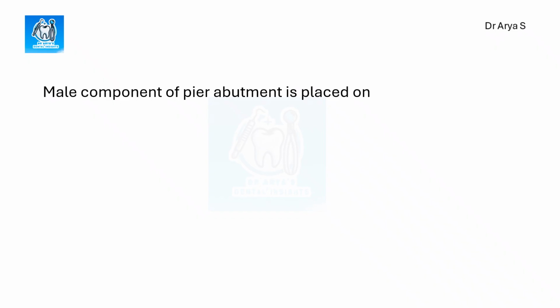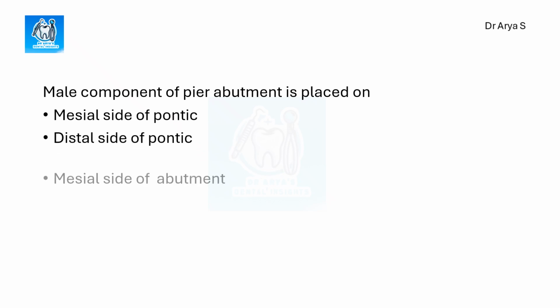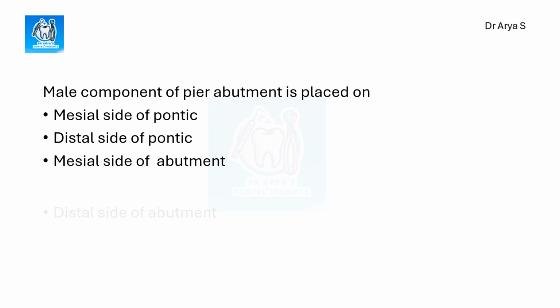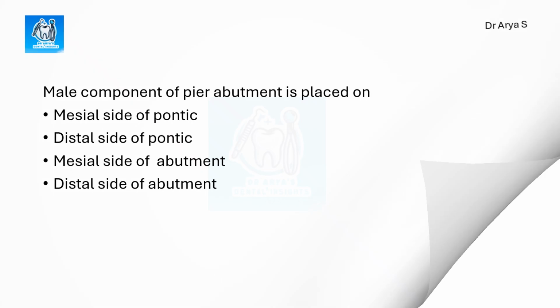The male component of a pier abutment is placed on which side of the pontic: the mesial side of the pontic, the distal side of the pontic, the mesial side of the abutment, or the distal side of the abutment? So the male component is placed on the mesial side of the pontic.